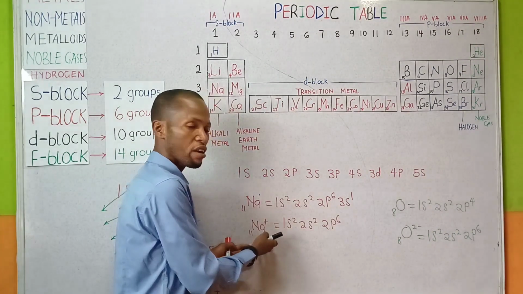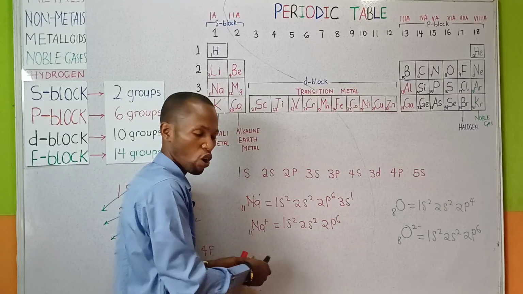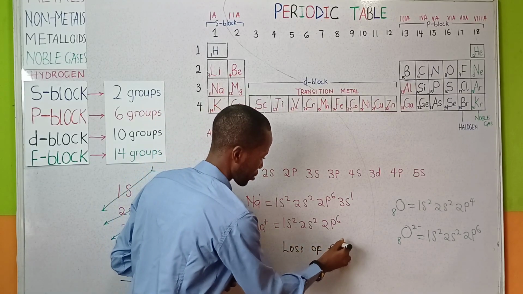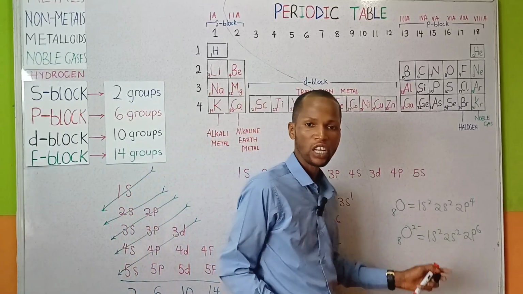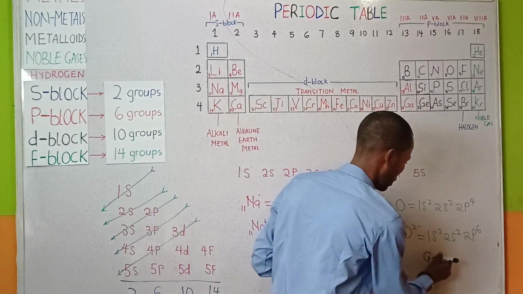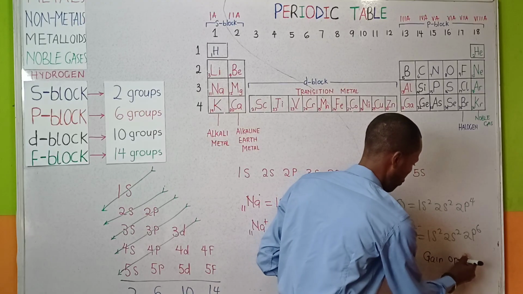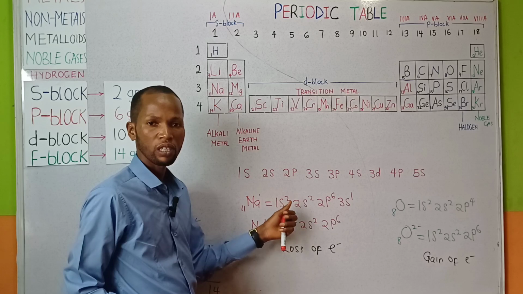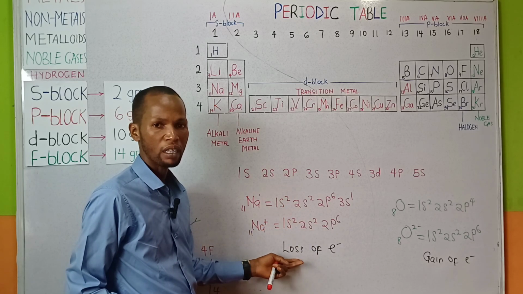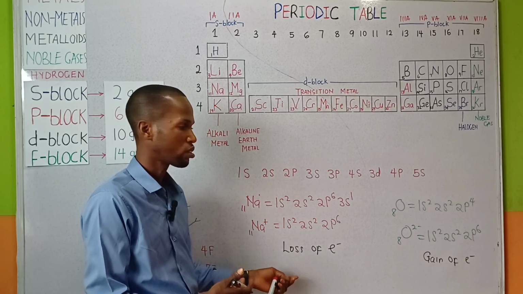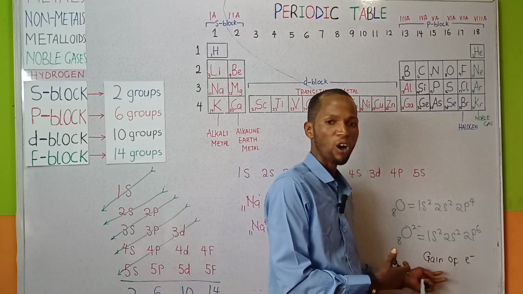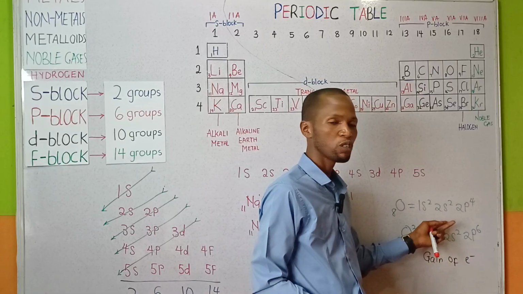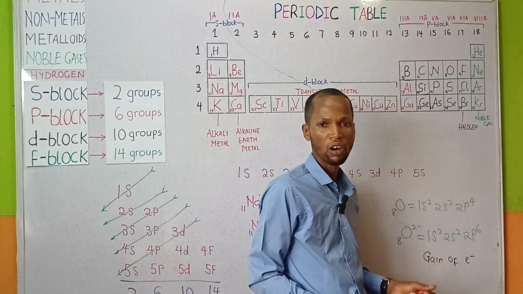In a metal, we do have loss of electron, while in the non-metals, we do have gain of electron. When there is loss of electron, there is always reduction in the electron number, which we use to write the electronic configuration. And in an instance whereby there is gain of electron, there is always an increase in electron number, which we use to deduce our electronic configuration.